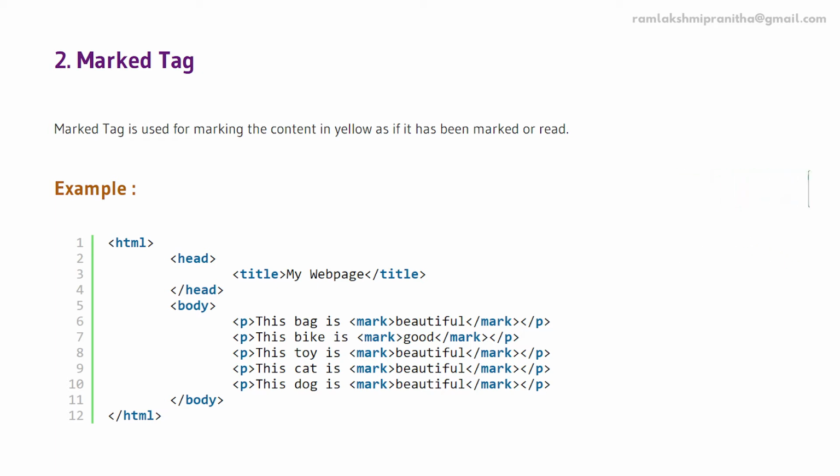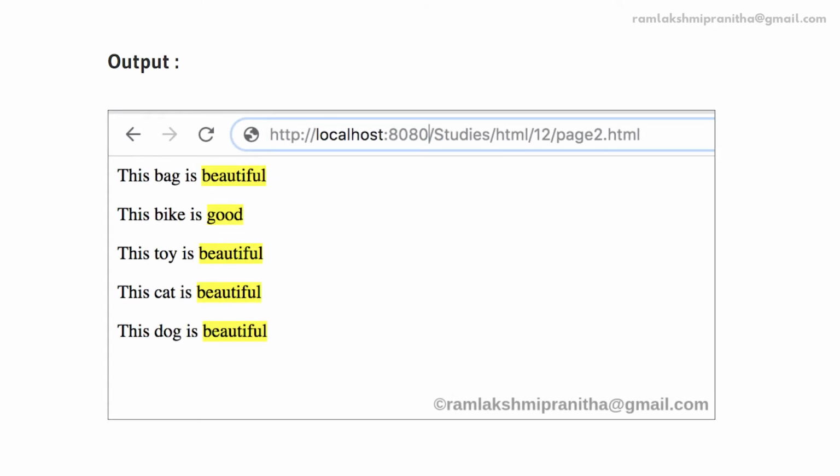And here we have declared some part of the paragraph content with a mark tag. For example, the words beautiful and good are defined inside the mark and /mark tags. In the output we can see the words beautiful and good are in marked format. The marked content is in yellow color as if it has been marked or read. The output is as follows. Output.